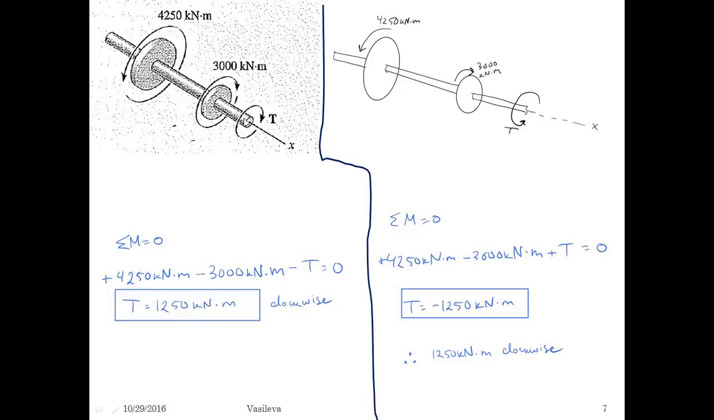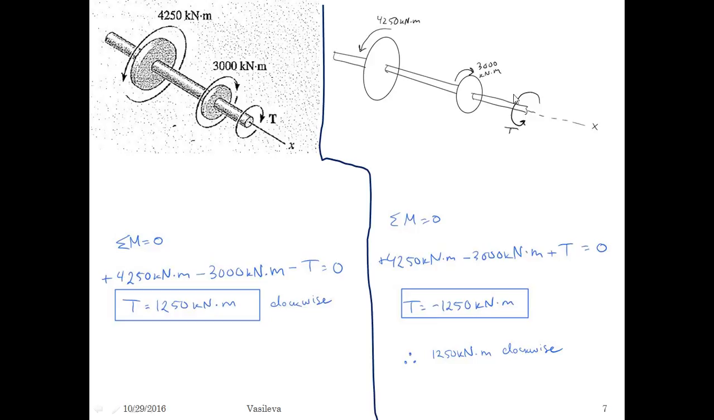So if I point my thumb outward, my fingers end up curling in the counterclockwise direction. So counterclockwise is going to be the positive sign convention. So this is counterclockwise, so it's positive 4250. This is counterclockwise, so it's minus 3000. And T here drawn in is also counterclockwise, so it's minus T. So once I solve, I end up with T equals 1250 kilonewtons times meters. And because it is positive, it means that the way that I drew it is the correct convention. So my T is 1250 kilonewtons per meter clockwise.